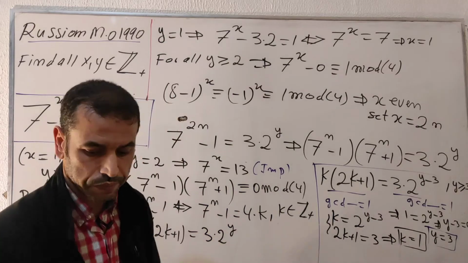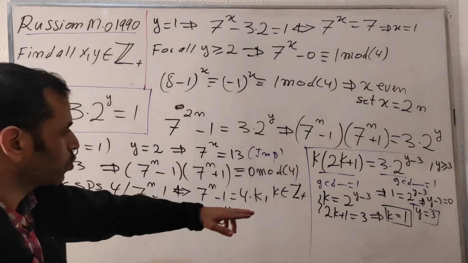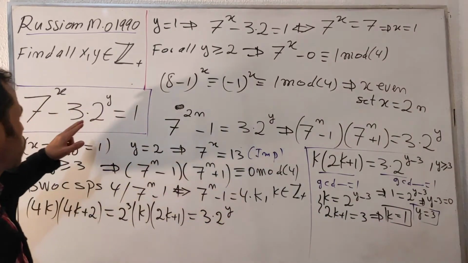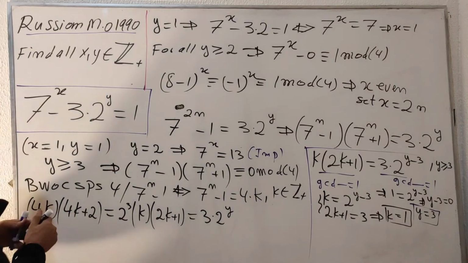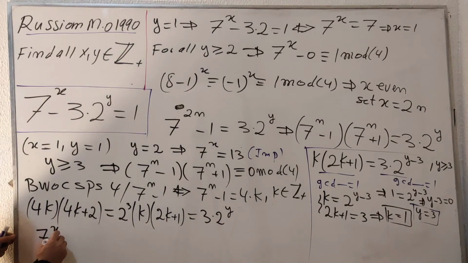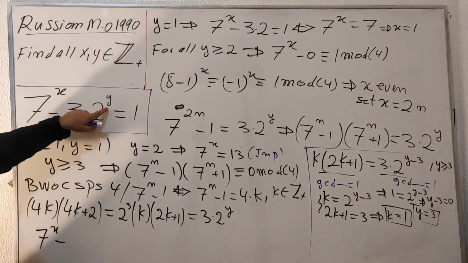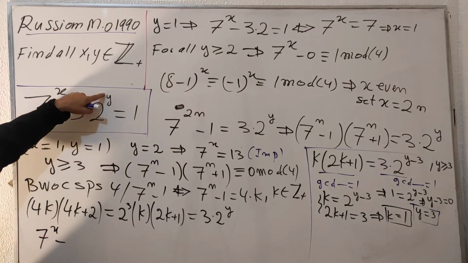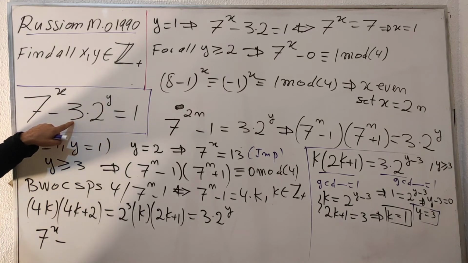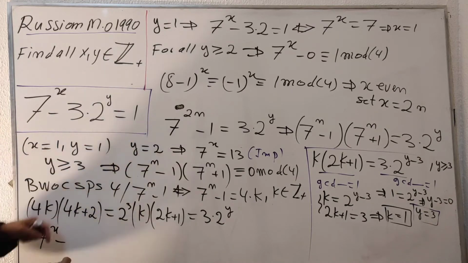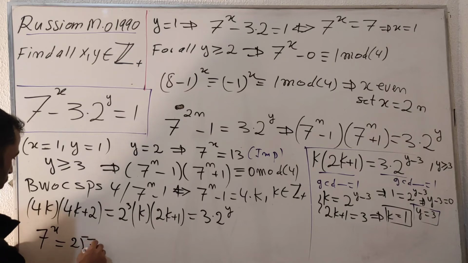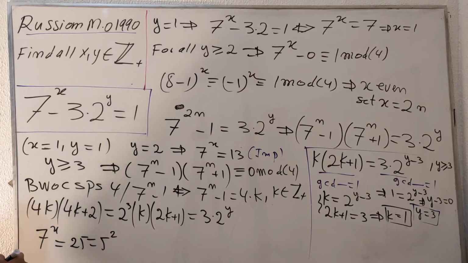Y equals 3. I'm going to take this value of y and insert it back into the original setup. I get 7 to the x minus, we'll have 2 to the 3, which is 8. 8 is multiplied by 3, which is 24. By taking this 24 to the right, plus number 1 becomes 25. 25 is the same as 5 squared.